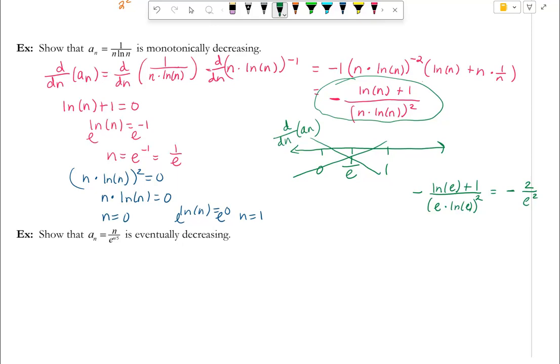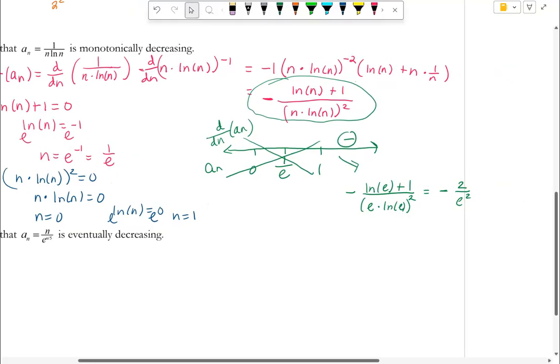And since 2 and e squared are both positive, that negative out front makes our entire derivative negative. So we know our sequence a sub n is strictly decreasing from 1 on.